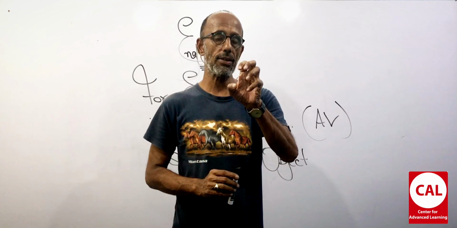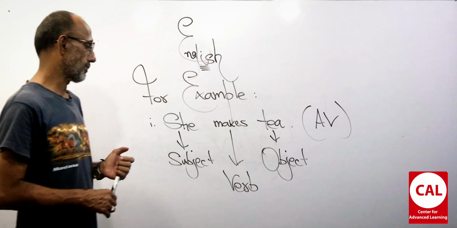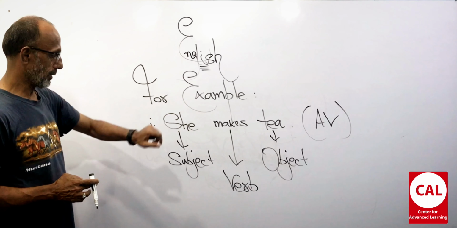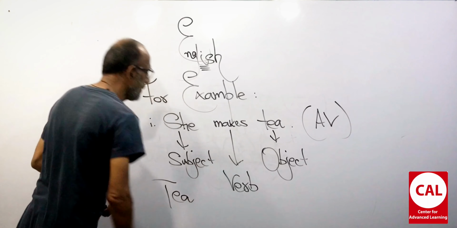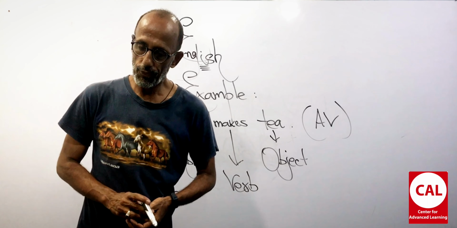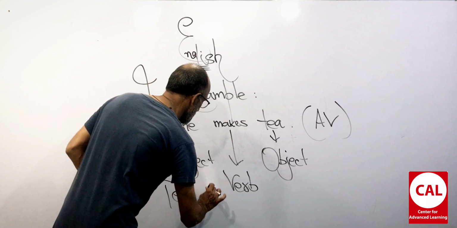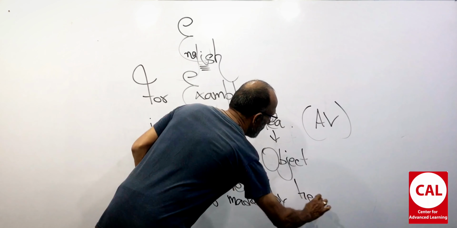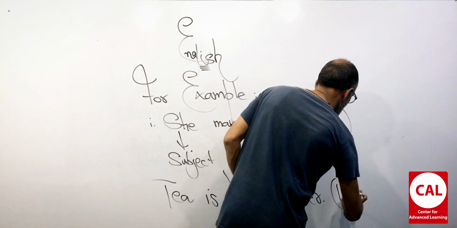But the one thing is common in passive voice, we always use the third form of verb in passive voice in all tenses. For example, I'm going to change this active voice. She makes tea. What is the object here? Tea. Tea is a countable noun or uncountable noun? Of course, this is an uncountable noun. So we use what? Tea is made by her. This is now passive voice, no more active voice. So we will write here PV.